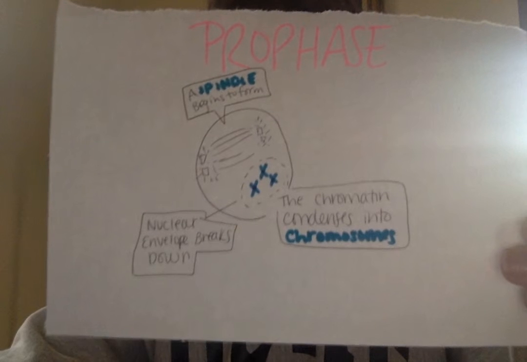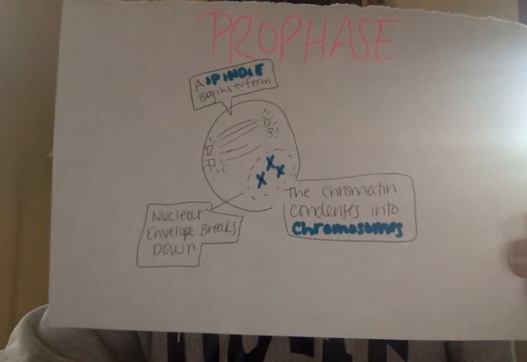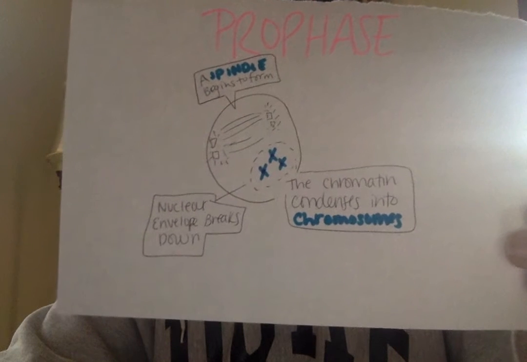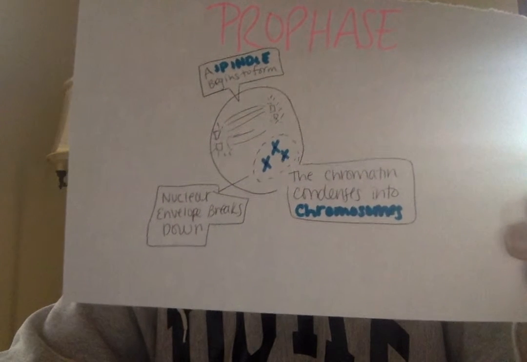In between them a spindle begins to form. A spindle is a fiber that comes from the centrioles. In prophase, the nuclear envelope also breaks down.